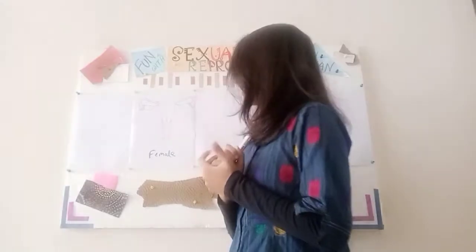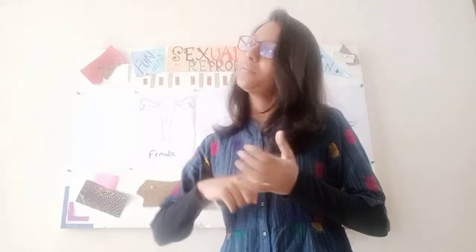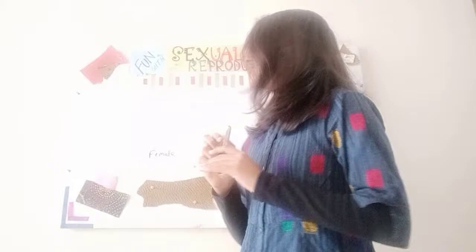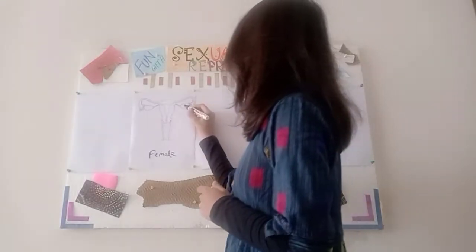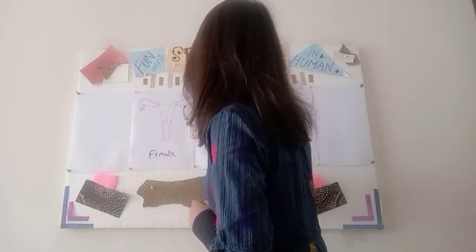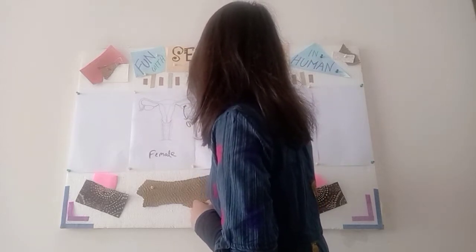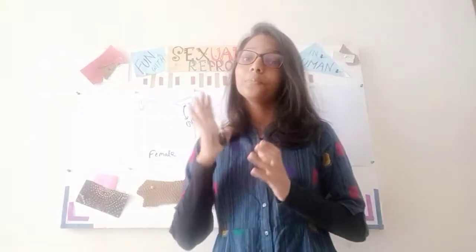So the very first thing of the female reproductive system is, in the last session we talked about gametes. Gametes are reproductive cells. So female reproductive cells or female gametes are called ova or eggs. So the ova or eggs are present in this very structure, which is basically called the ovary. Okay? Alright.